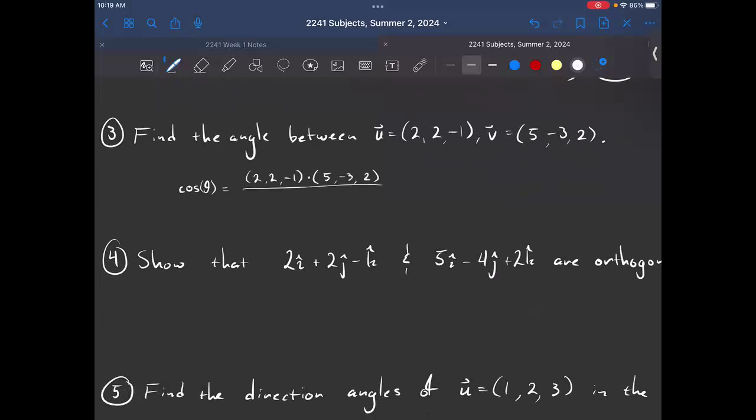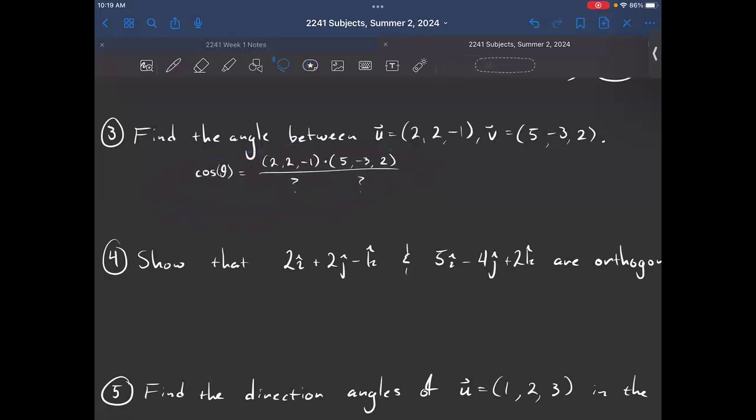Okay, but now we need the norms of these vectors. So let's do that off to the side, actually, to save ourselves some trouble. Norm of u equals square root of 2 squared plus 2 squared plus 1, that's 3. Norm of v is the square root of 25 plus 9 plus 4, that is 38. So the square root of 38 is just the square root of 38, and we're just going to have to leave it like that.